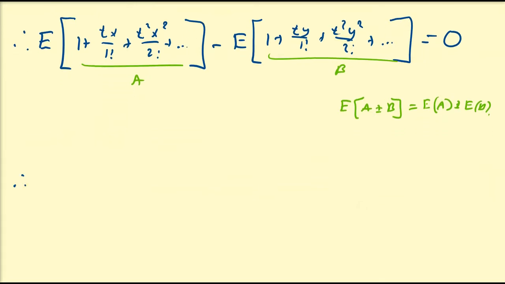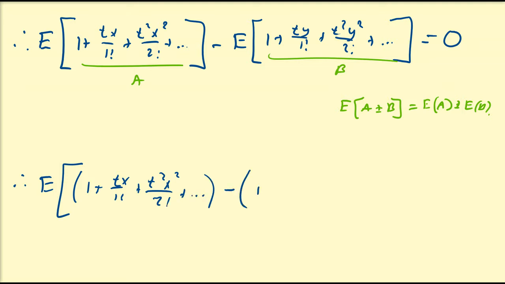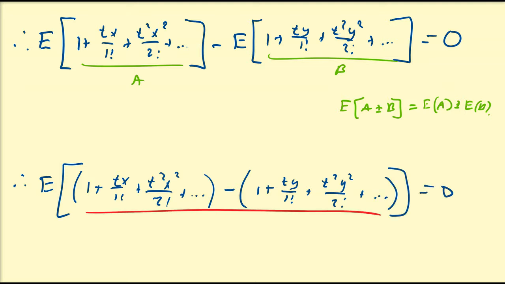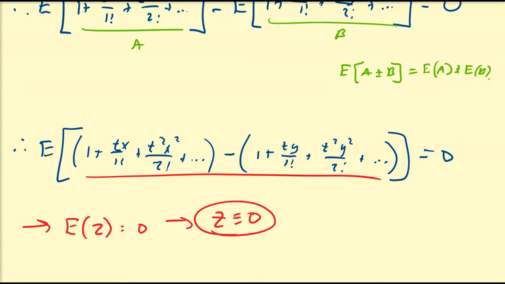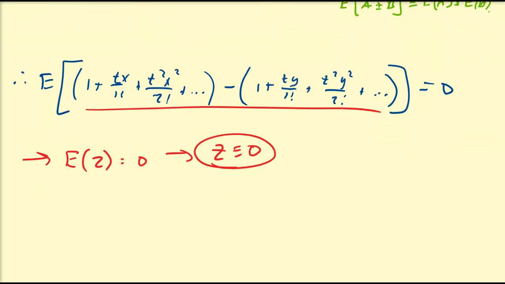So we can rewrite this expression as the expectation of 1 plus tx over 1 factorial plus t squared x squared over 2 factorial plus and so on, minus 1 plus ty over 1 factorial plus t squared y squared over 2 factorial plus and so on. This must be equal to 0. So the expectation of something is equal to 0. If the expectation of some variable z is equal to 0, that means that z must be equivalently equal to 0. This is very easy to verify.